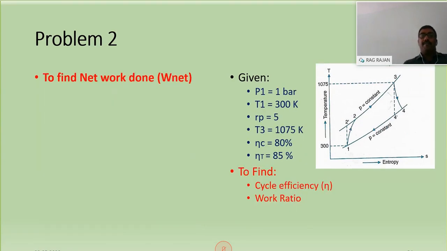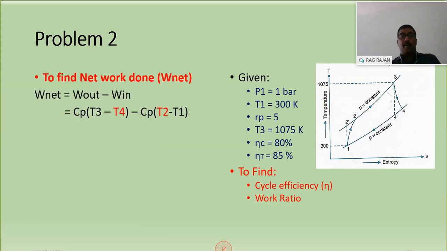To find the net work done, the general equation we can write is W net is equal to W out minus W in. That is equal to Cp into T3 minus T4 minus Cp into T2 minus T1. Of these, T4 and T2 both are unknowns for us. We are having T3 and T1. So we have to find out T4 and T2 separately.